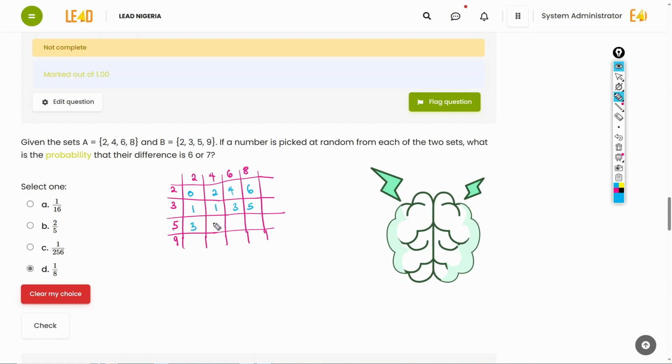This is 3, 1, 1, 3. Then this is 7, 5, 3, and 1. Okay, so in total we have 16. The total is 16, but for the desired ones, those that have a difference of 6 or 7, you would only find that here and here. So it's 2 out of 16, better written as 1 out of 8. Okay, so we just drew the sample space for the difference between the 2 sets, and we're able to easily see what the correct option is.